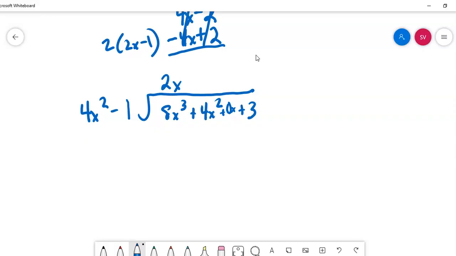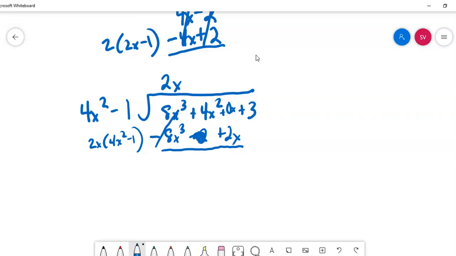That'd be 2x. So now you take 2x times 4x squared minus 1. 2x times 4x squared is 8x to the third minus 2x, because 2x times minus 1 is minus 2x. So what do we have to do? We have to subtract this. This is minus, this is plus. So now this goes to 0, and you bring everything down. I have 4x squared plus 2x.